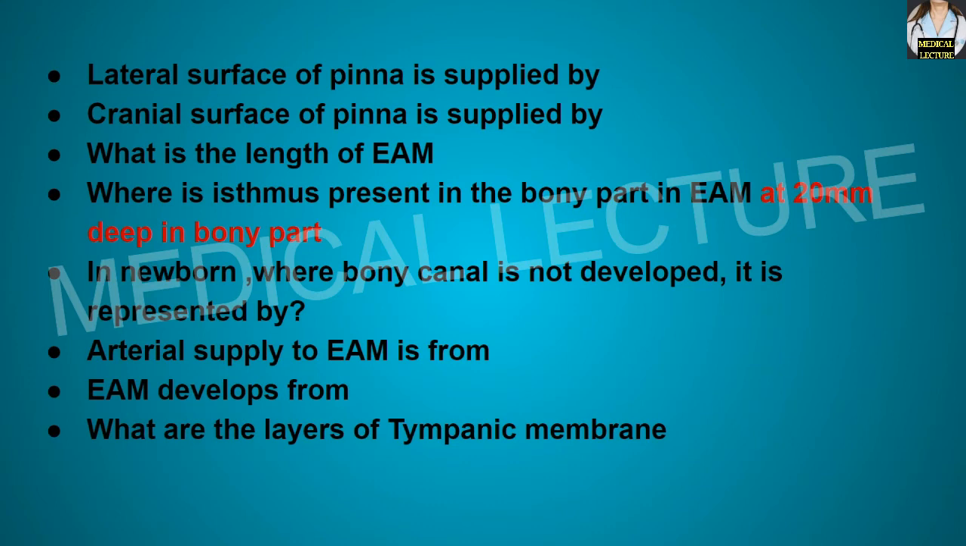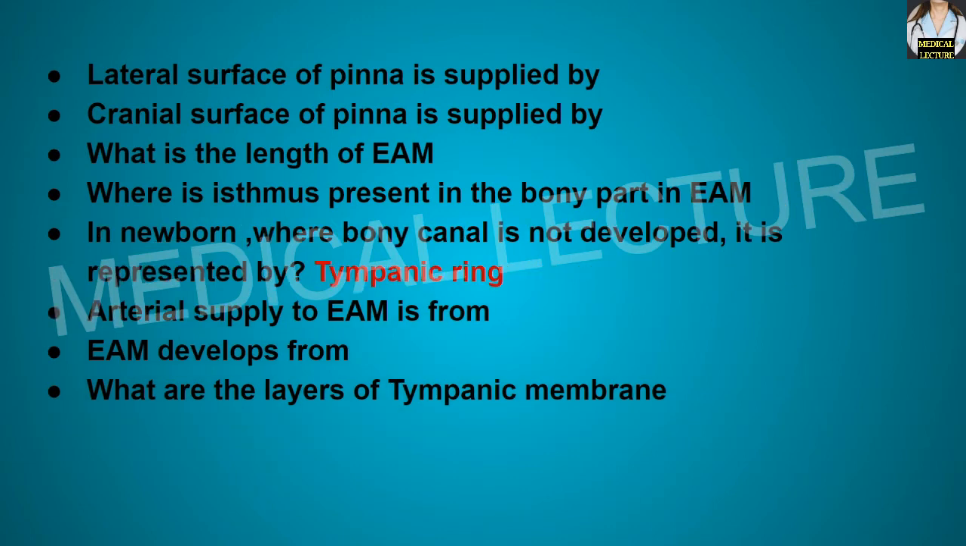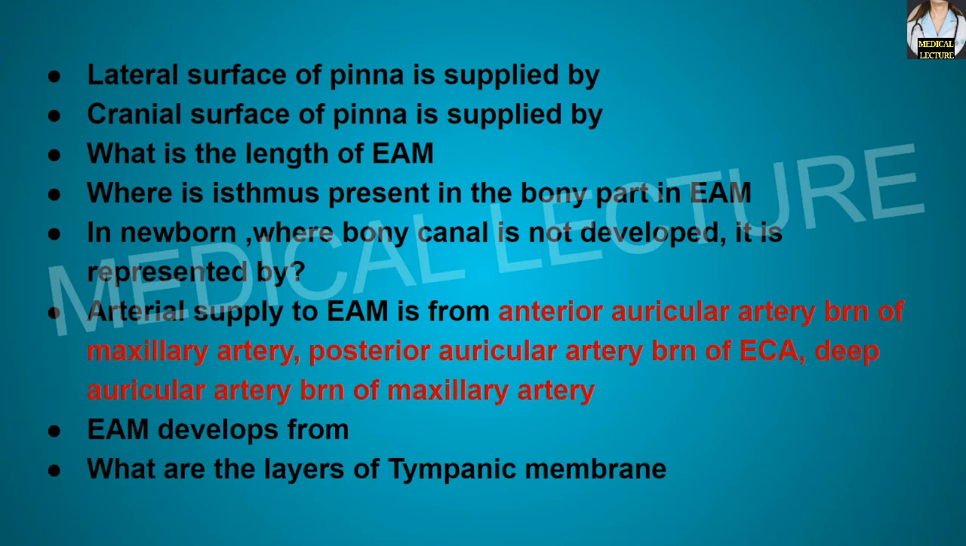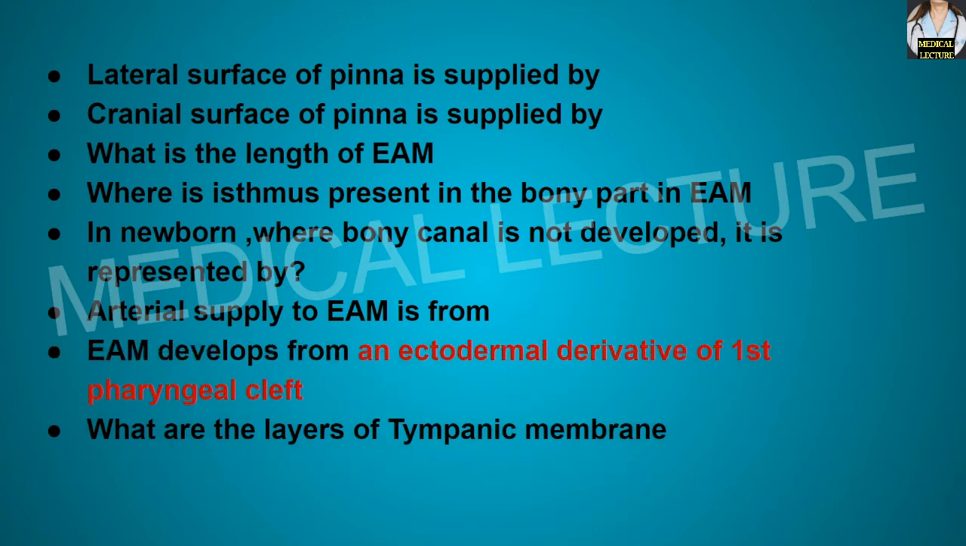Now in the newborns, where the bony canal is not developed, the external acoustic meatus is represented by the tympanic ring. Now what is the arterial supply to the external acoustic meatus? It is from the anterior auricular artery, a branch of the maxillary artery, the posterior auricular artery, a branch of the external carotid artery, and the deep auricular artery, which is a branch of the maxillary artery. The external acoustic meatus is an ectodermal derivative of the first pharyngeal cleft.